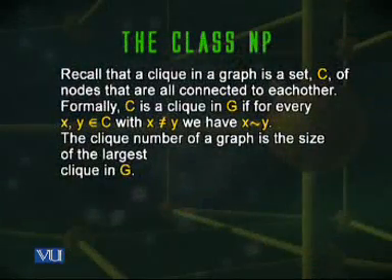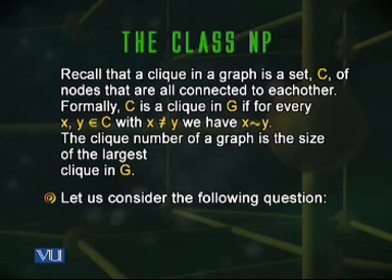Let's recall what a clique in a graph is. A clique in a graph is a set C of nodes that are all connected to each other. More formally, we say that C is a clique in a graph if for every vertex x and y in C, where x is not equal to y, x and y are connected with an edge. The clique number of a graph is the size of the largest clique in G.